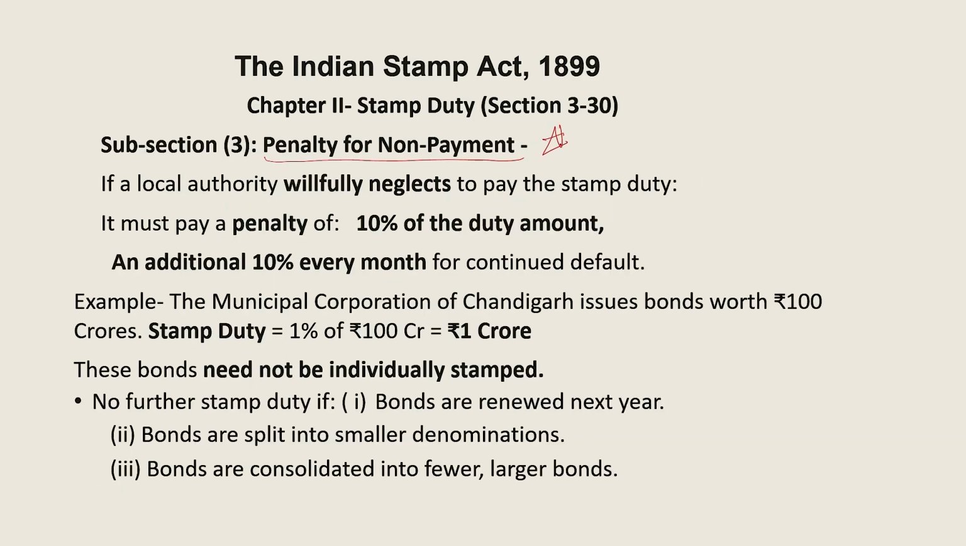Subsection 3 talks about penalty for non-payment. Again, subsection 3 of Section 8 is important. Now what happens if the stamp duty is not paid? If a local authority willfully neglects to pay the stamp duty, the penalty will be 10% of the total amount.